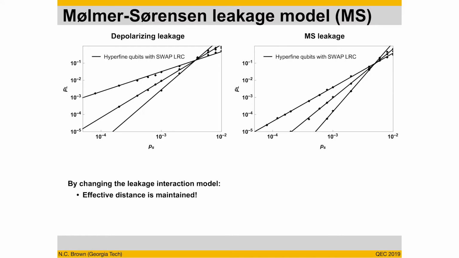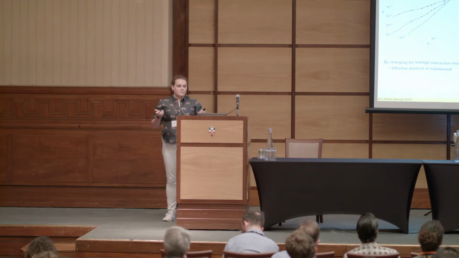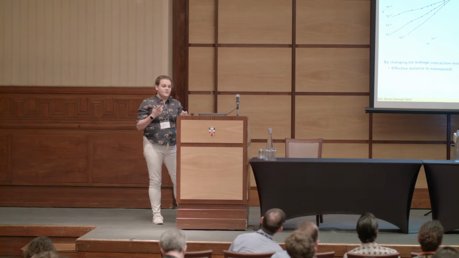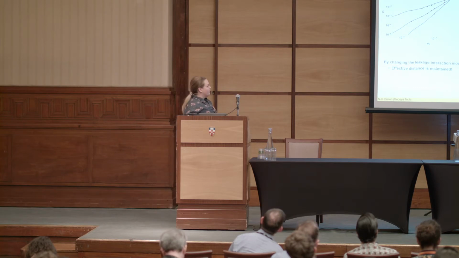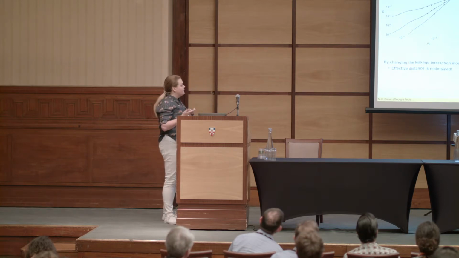So already, when we modify our leakage model to better reflect the physics of our system, we see that our fault tolerance is maintained. So this was the picture I showed earlier where I was considering these leaky qubits, and under depolarizing noise, they have this distance drop. But if I now model that same thing with this MS leakage model that hopefully captures the physics of the system a little bit better, we see that our effective distance is maintained. And so maybe leakage wasn't as bad as we thought it was before.